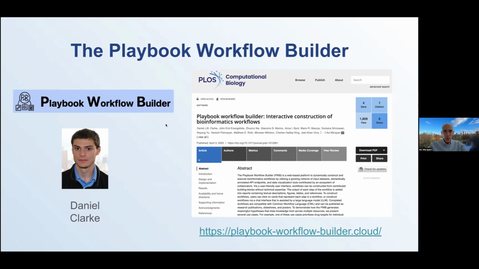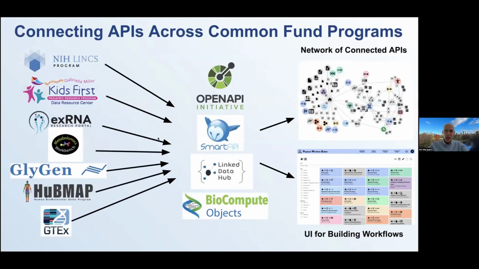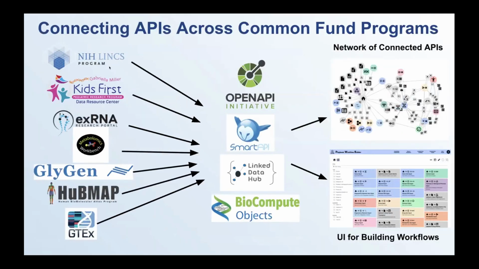The Playbook Workflow Builder is based on the idea that Common Fund programs have a lot of APIs, and you can access their data via those APIs. Those APIs are mostly well documented, and potentially they are linked. So if I take some data from GTEx, I can compute some signatures, and then I can submit them to LINCS to get drugs.